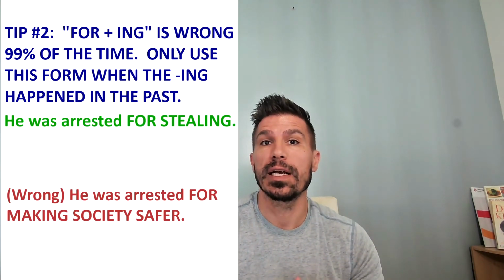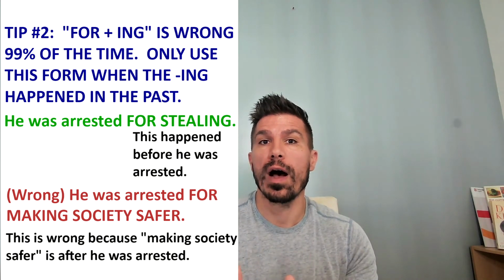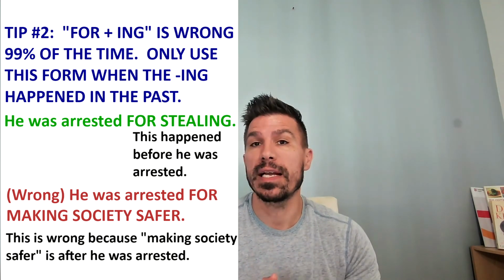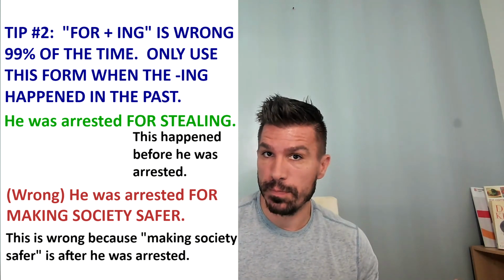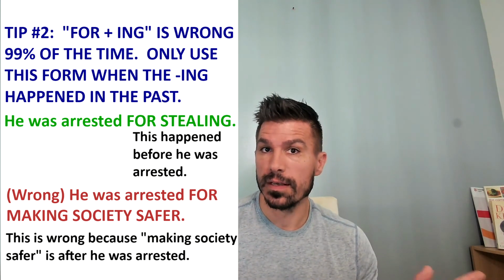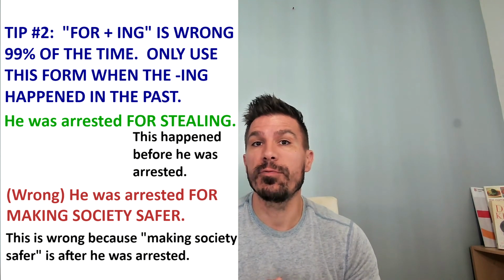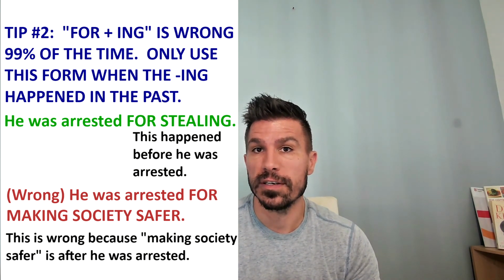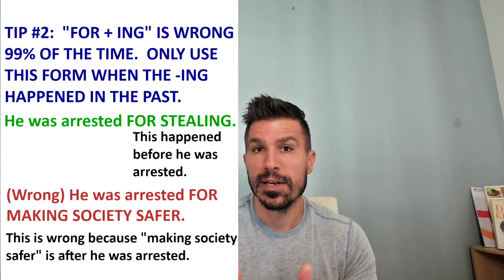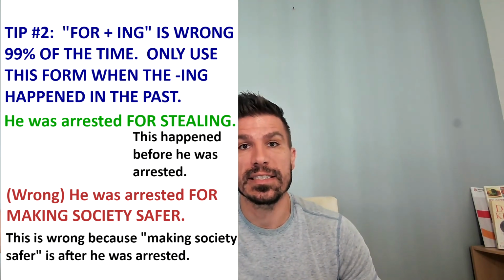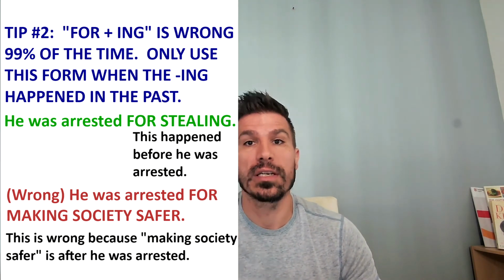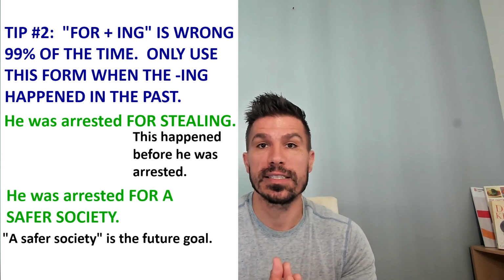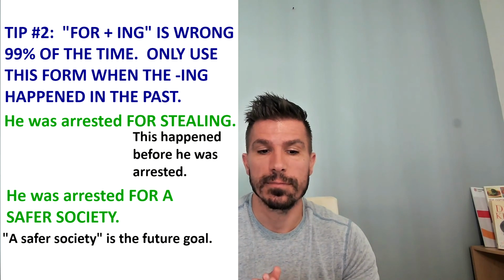For example, he was arrested. Why? For stealing. That's okay, because the stealing happened before. But if I said he was arrested for making society safer, that is incorrect because making society safer is the future goal. So he was arrested for stealing. He was arrested for a safer society.